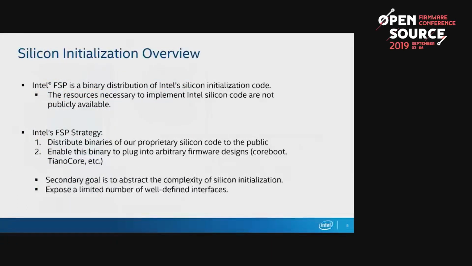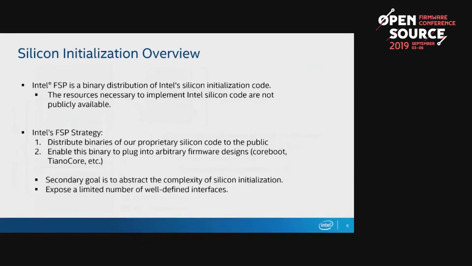So silicon initialization is a big piece of bringing up your open platform. We do that, like I said, with the Intel FSP. So this is just covering the silicon init side of bringing up a platform. And so Intel delivers the FSP with two primary objectives. One is to distribute binaries of our proprietary silicon code to the public. The second one is to enable this to plug into arbitrary designs.